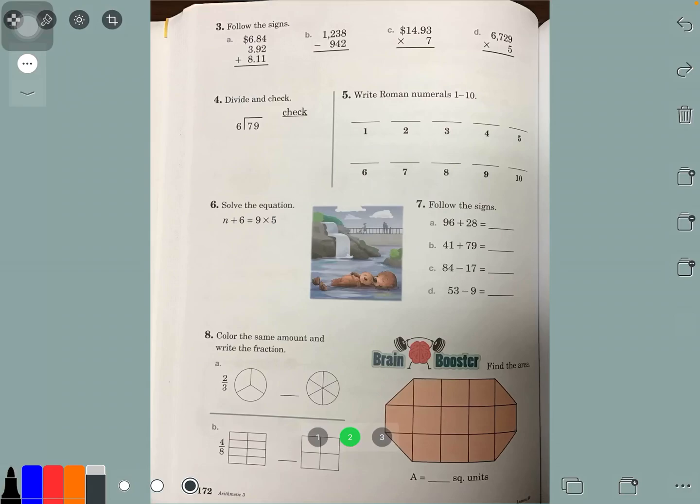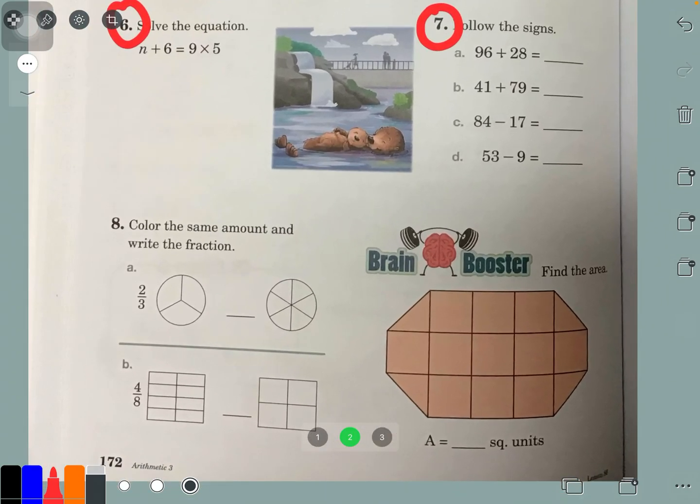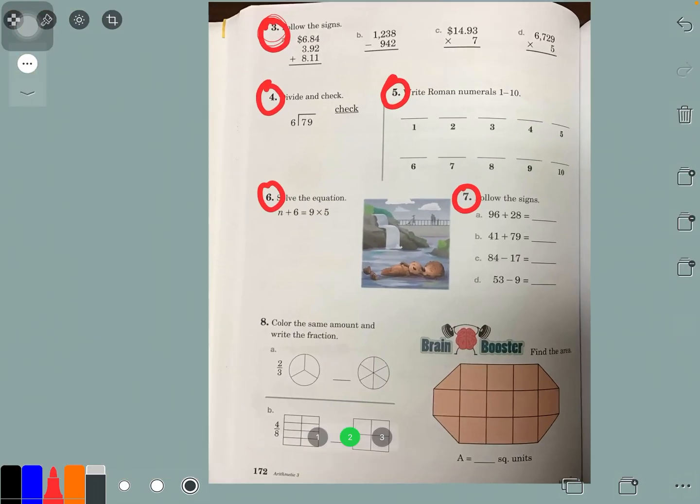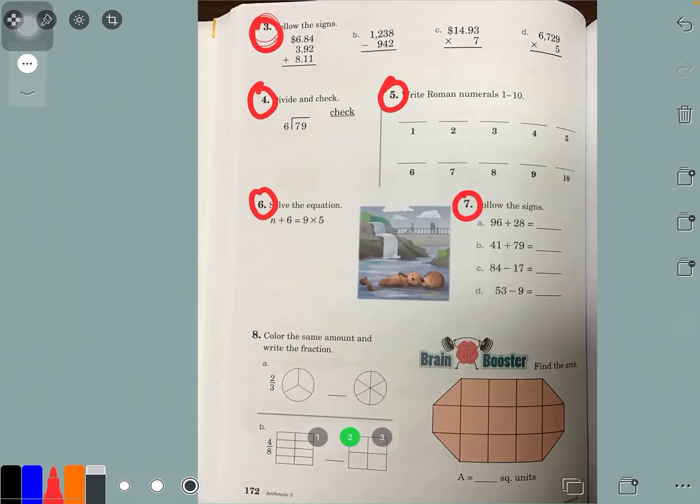Page 172, you have seat work. You are going to give some of these a shot. Number 3, 4, 5, 6, 7. Let's look at number 8. Oh, number 8 we'll do at our Zoom meeting. So I'll try to remember that.